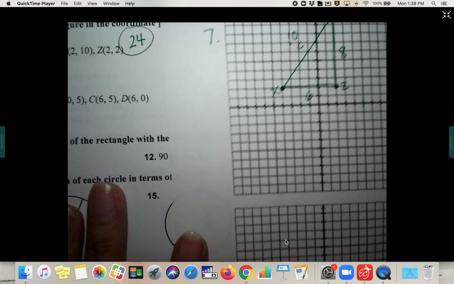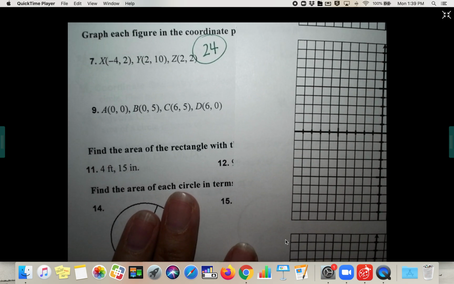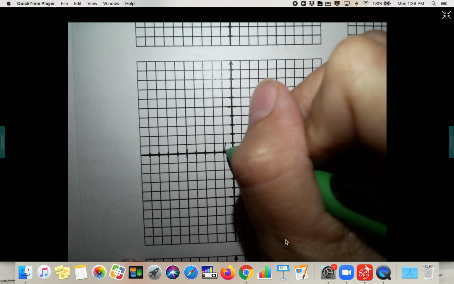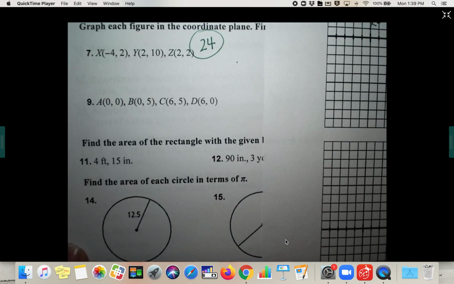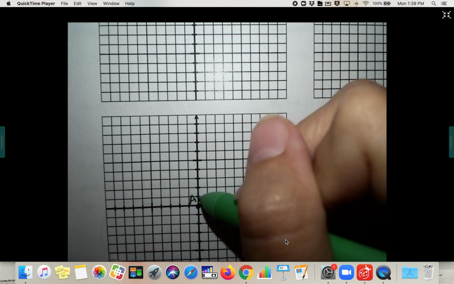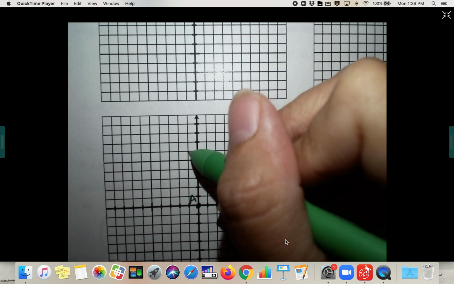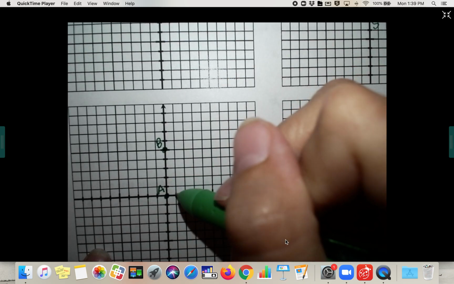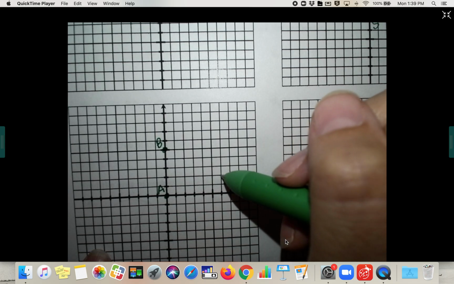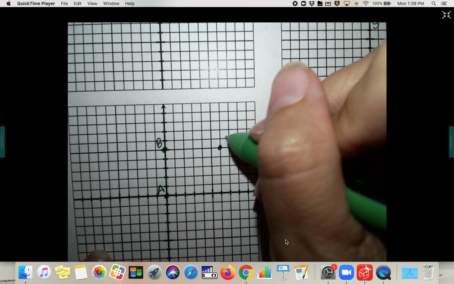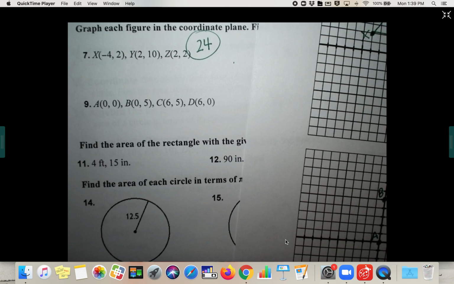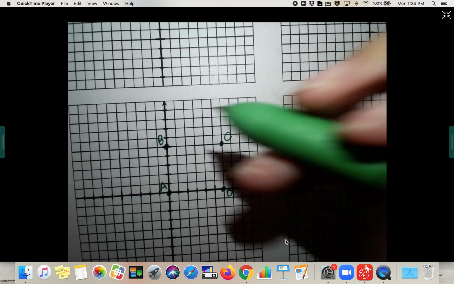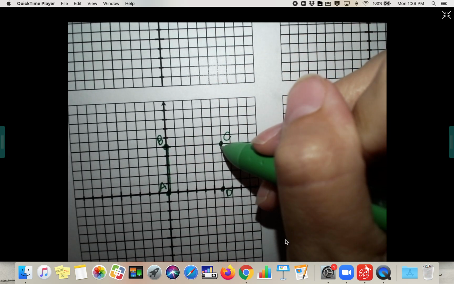All right, number 9 is 0, 0 for point A, 0, 5 for point B, 6, 5 for point C, and 6, 0 for point D. So this is a rectangle, it looks like.